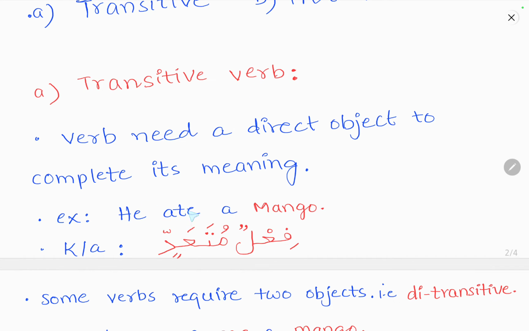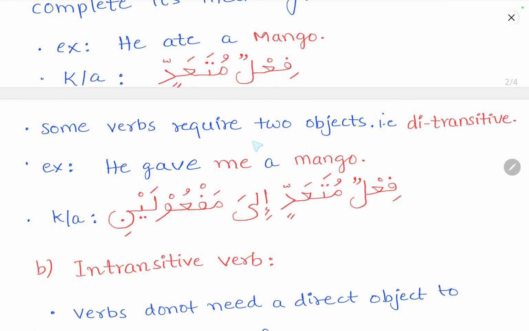He ate. Okay, it does not complete the meaning. It requires an object to complete its meaning. The object is the mango. So he ate a mango. So these verbs which require an object to complete their meaning are known as transitive verbs, and these transitive verbs are known as Fi'lul Muta'addi.